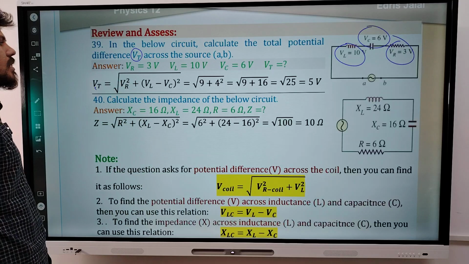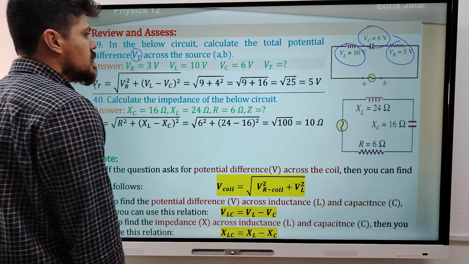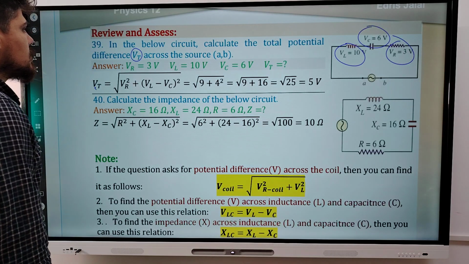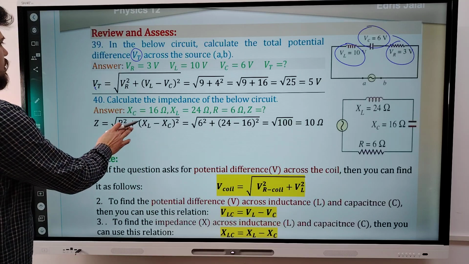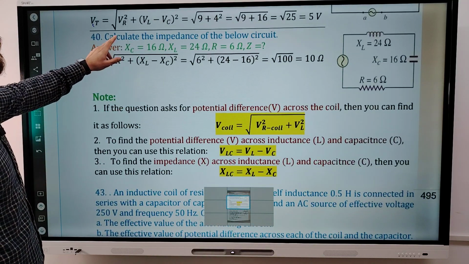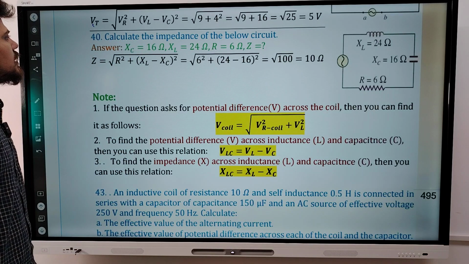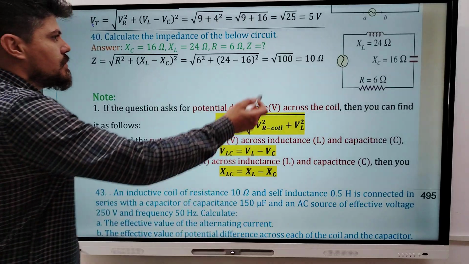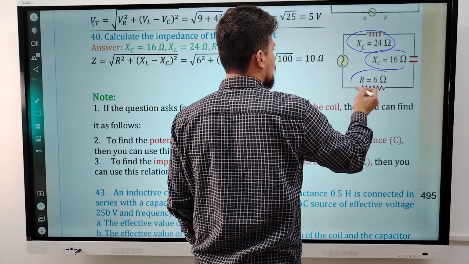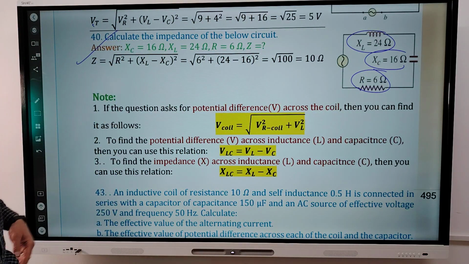Is equal to what? By using the Pythagorean theorem, VR squared plus VL minus VC squared, and is equal to what? Is equal to 5 volt. Okay. So question 4T, calculate the impedance of the below circuit. XC is 16 ohm. In the below circuit XC was given. XL is also given with the resistance. Just replace to find Z. Okay.